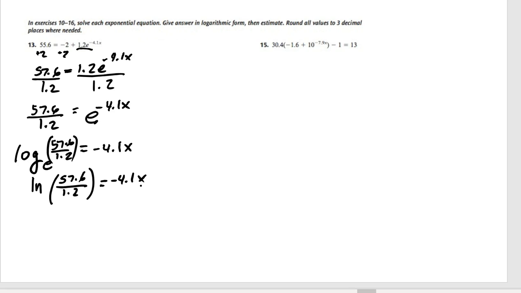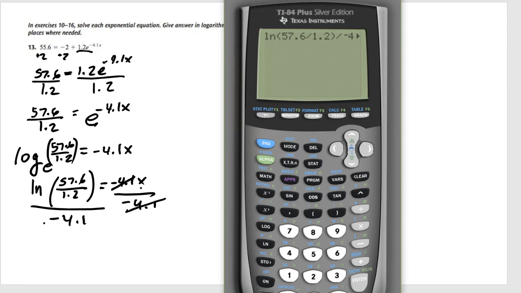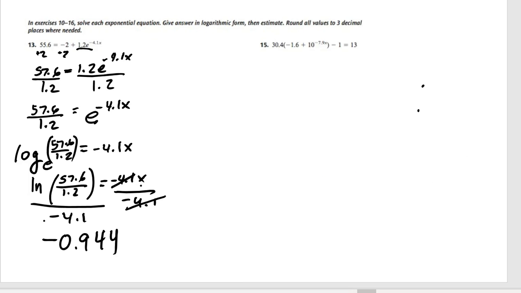And then to get x by itself, we'll just divide both sides by -4.1. So let's put that on our calculator and see what it looks like. Enter it in my calculator, and you can see I made sure to put parentheses around this 57.6 divided by 1.2, and then I divided by -4.1. Hit enter, and I'll get -0.944. Let's try the next one.